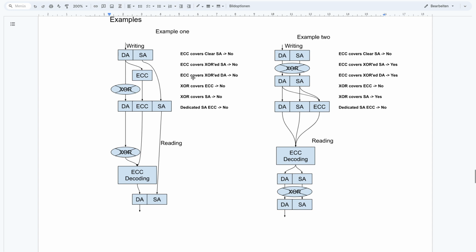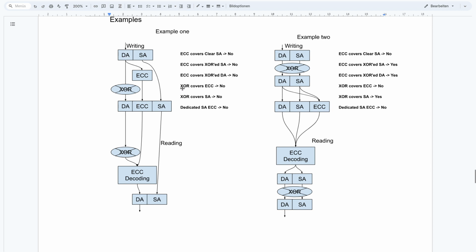The next question, ECC covers XORed data area. As we can see, the ECC is calculated before the XOR directly on the data itself, on the raw data. So in that case, the ECC covers the raw data, but it does not cover the XORed data. If the arrow would be going from the XOR to the ECC block here, then that would be a yes. But as we can see, the ECC only covers clear data. Over here we have clear data.